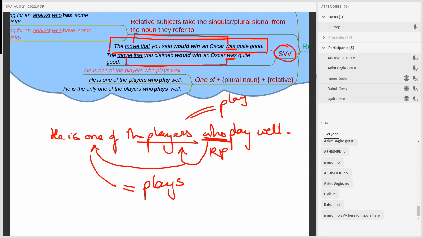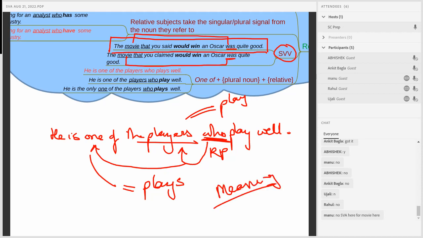Now, how do you take this decision? I'll tell you how you should not take the decision. You should not take the decision thinking that, oh, players is right next to it, so players is the closest, so we'll go plural. That's not the right way to do it. The right way to do it is to take a meaning call.